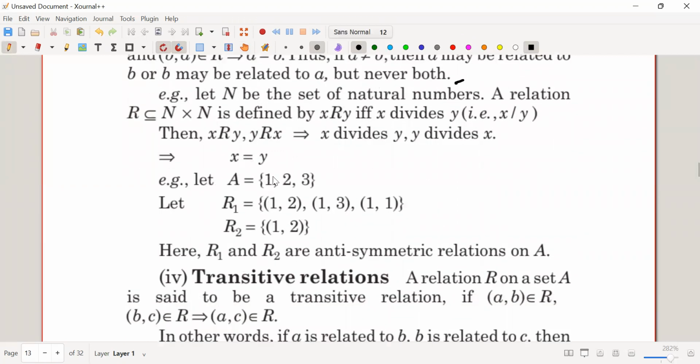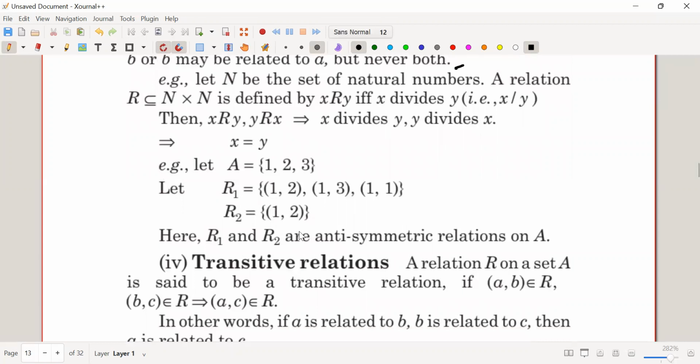Check it. A is 1 2 3. Relation 1 2. Symmetric is 1 1, sir. Symmetric is 1 1, 1 2. Both here, R1 and R2, are antisymmetric relations. It can be related with 1 1, 1 2. 1 1 is a symmetric relation.